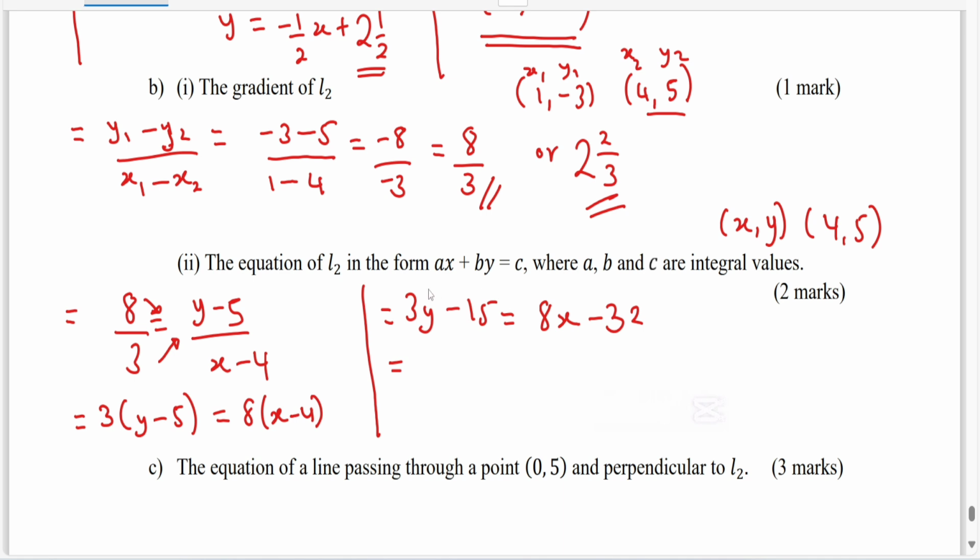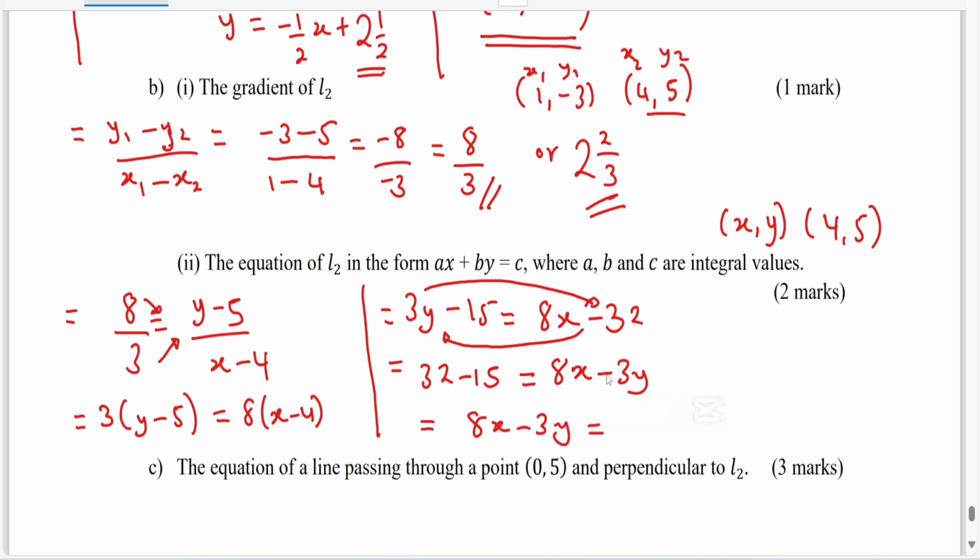So let's bring them together: move this here and bring this here. It becomes positive 32 minus 15, because when you move to the other side the sign changes, and the 3y becomes negative now, 8x minus 3y. So the final answer should be 8x minus 3y equal to our c, the 32 minus 15, it should be 17, sorry. So that's our answer.